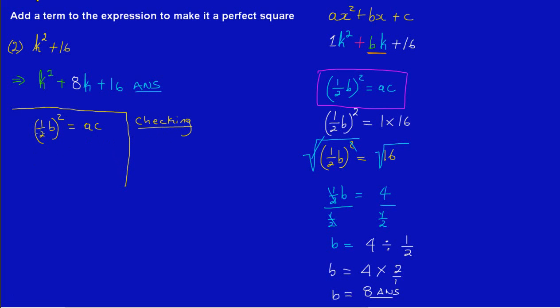Now we're just taking a half of 8. We know what b is, we found it. So I'm taking a half of 8 and squaring that, and that must be equal to a times c, and a is 1 and c is 16, times 16. Both sides of the equation must work out to be the same value. So a half of 8 is 4, and I'm going to square that, and that must be equal to 1 times 16, which is 16. And if you look, 4 squared, 4 times 4 is 16, and that is equal to 16. So we have checked, and we now realize that this is correct. So b is 8.